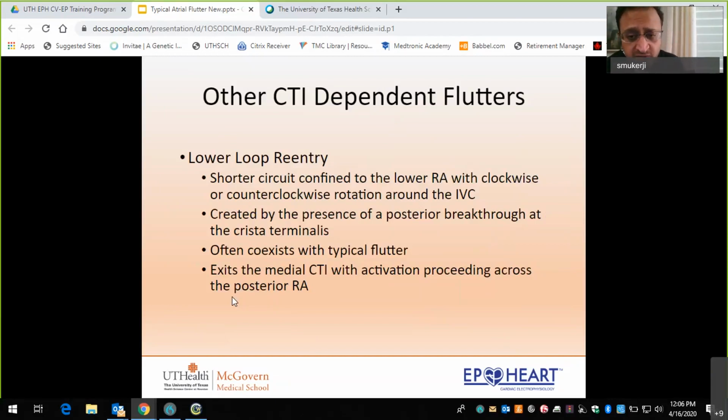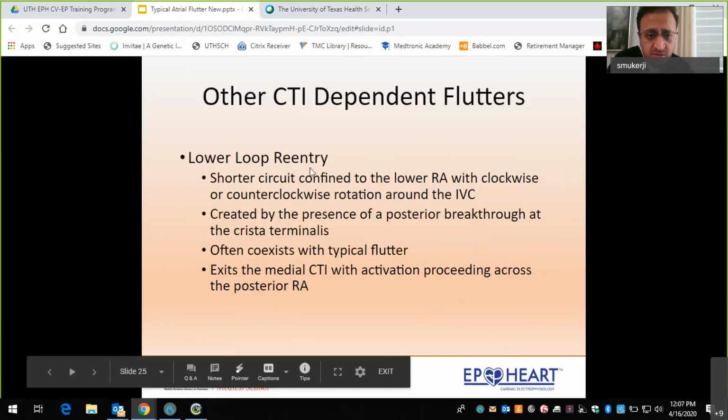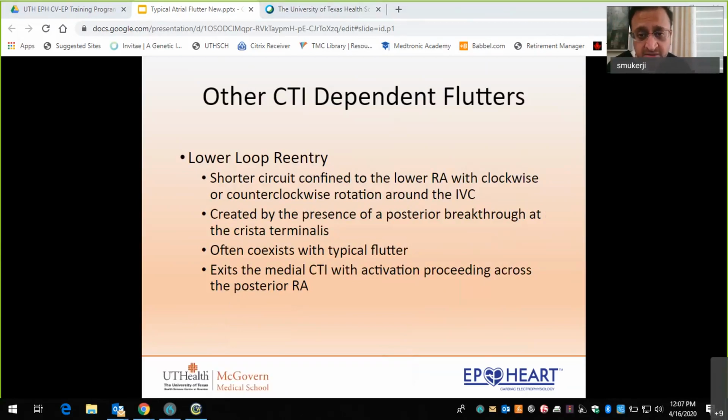In those cases, obviously, we're looking for different other tachycardias, but sometimes, there is something known as low loop reentry, where the tachycardia looks, smells, and follows all the other characteristics of CTI dependent tachycardia, because anatomically speaking, it's right there. But from an ablation standpoint, we're not at where we should be. I mean, we're still doing the CTI, but we've got to be closer to the IVC, because that's where the circuit exists, if you will.